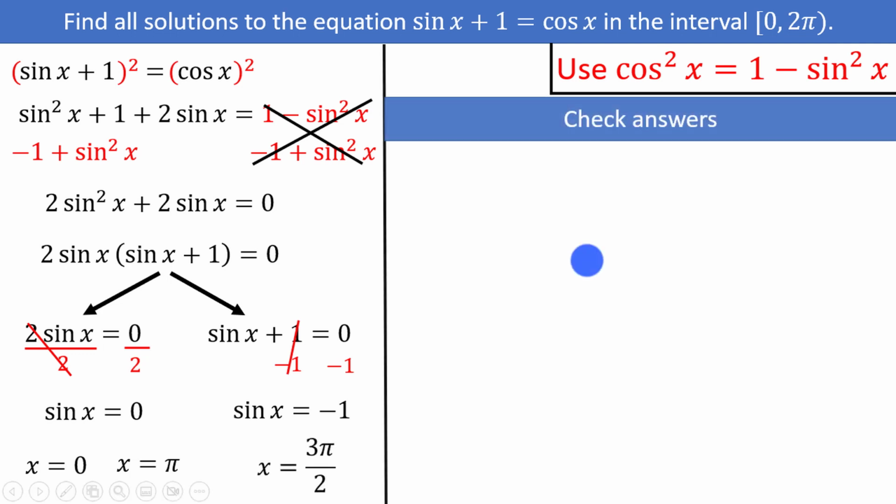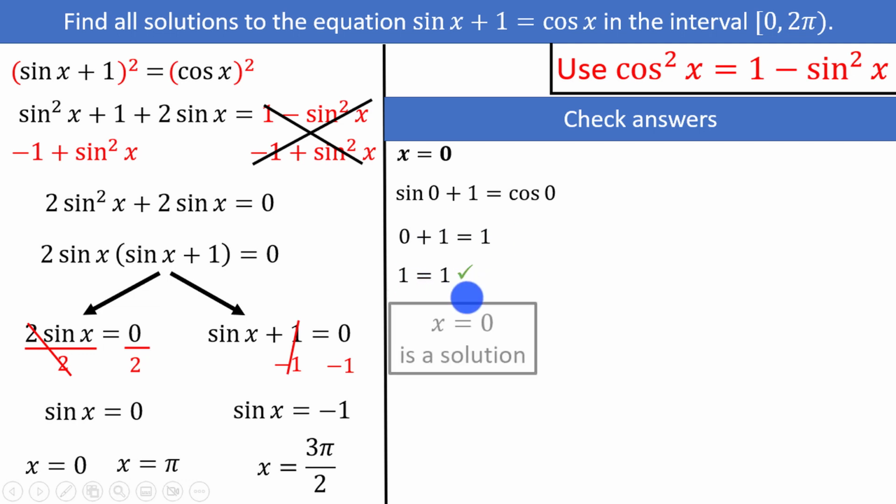Okay, at this point we should check our answers. Once again, since we solved this equation by squaring both sides, there's a possibility that we have introduced extraneous solutions, so we need to check them to make sure that they're correct. Let's check x is equal to 0. If we plug x equals 0 into both sides of the equation, we get sine of 0 plus 1 is equal to cosine of 0. Sine of 0 is equal to 0, and cosine of 0 is equal to 1, so we have 0 plus 1 is equal to 1. We get 1 is equal to 1, which is a true statement. That means that x is equal to 0 is a solution.